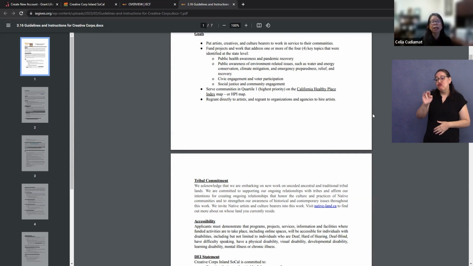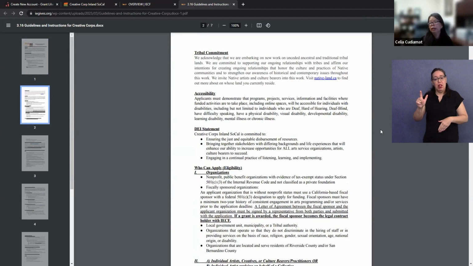So, tribal commitment: we really want to encourage our tribal nations and our native neighbors to be a part of this grant opportunity. So this is a statement that we want to make sure we reach out specifically to the tribal population. The other area of focus that we are very mindful of is the accessibility component, which is making sure that those who have special needs, who are deaf, hard of hearing, or deaf blind, who have difficulty speaking or have other physical abilities, feel welcomed and are included in this whole process as well.